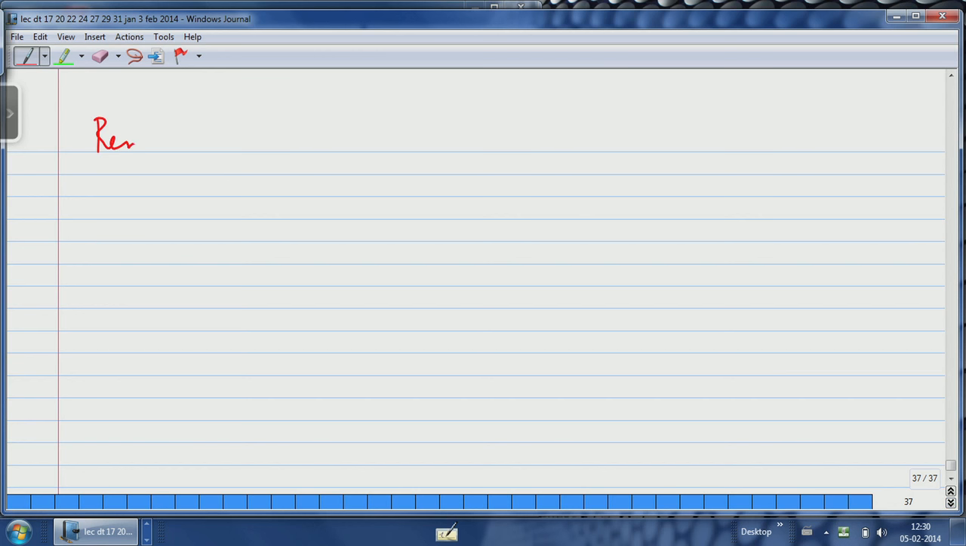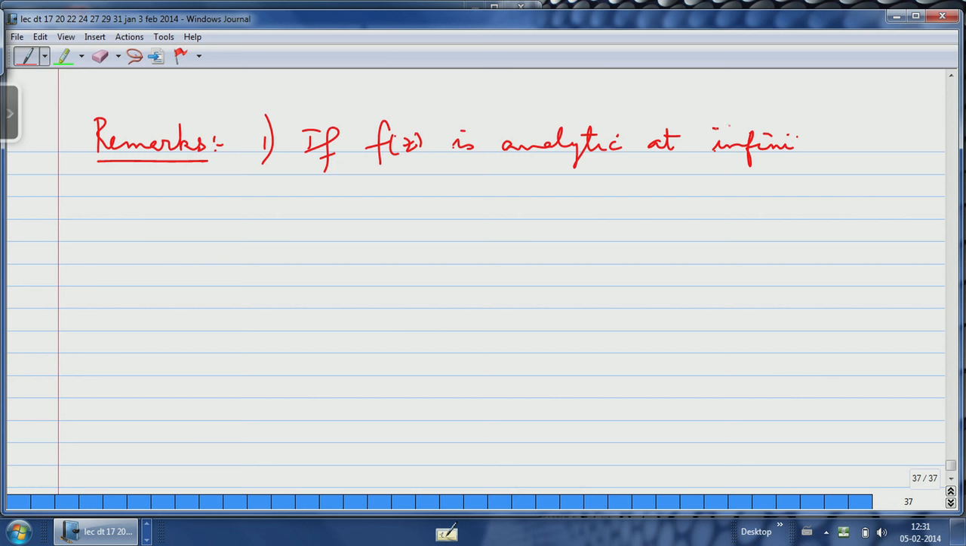Let me first answer that question. Remarks. Number one, if f of z is analytic at infinity, then so is every derivative of f. So if f is analytic at infinity, then all its derivatives are also analytic at infinity. That's the first statement.